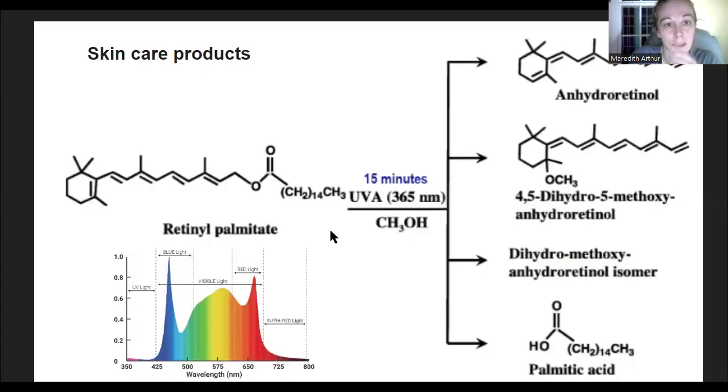So, okay, skincare products. If you have a skincare product that has vitamin A added to it, within 15 minutes of being in ultraviolet light or visible light, and that includes our LED lights, it's not just outside. Like I have this wake up light over here, just exposing my skin that has retinol on it, I'll make anhydroretinol. And so it would be in my skin. So that's not good, right?